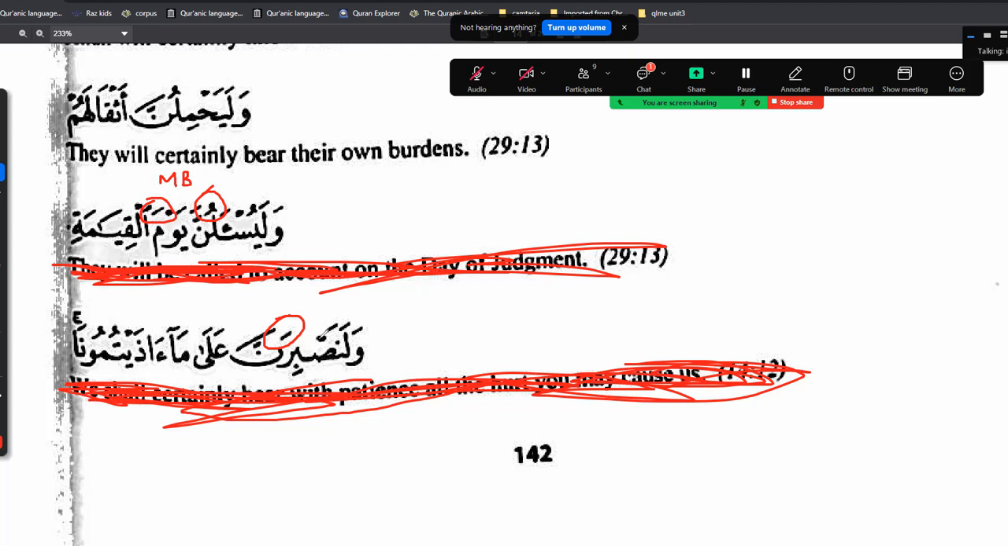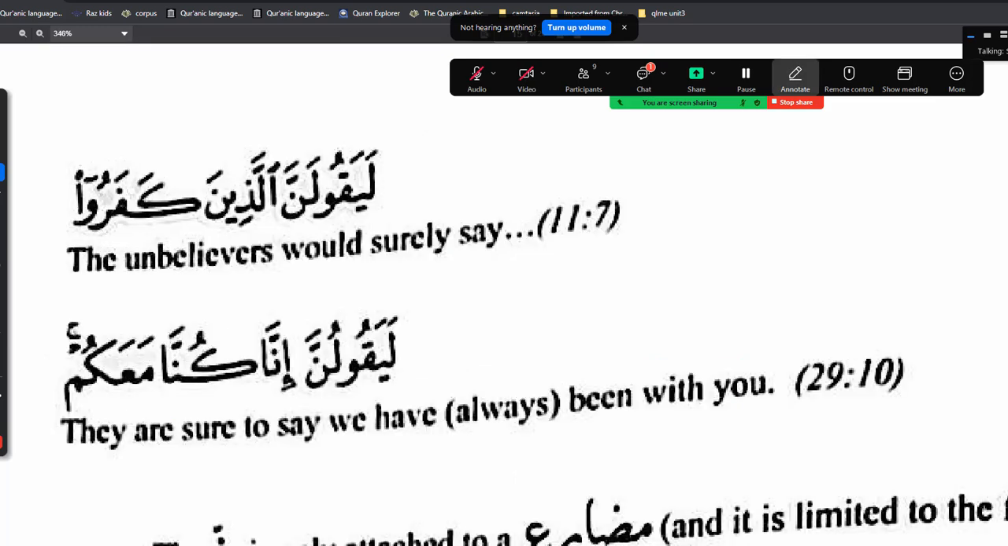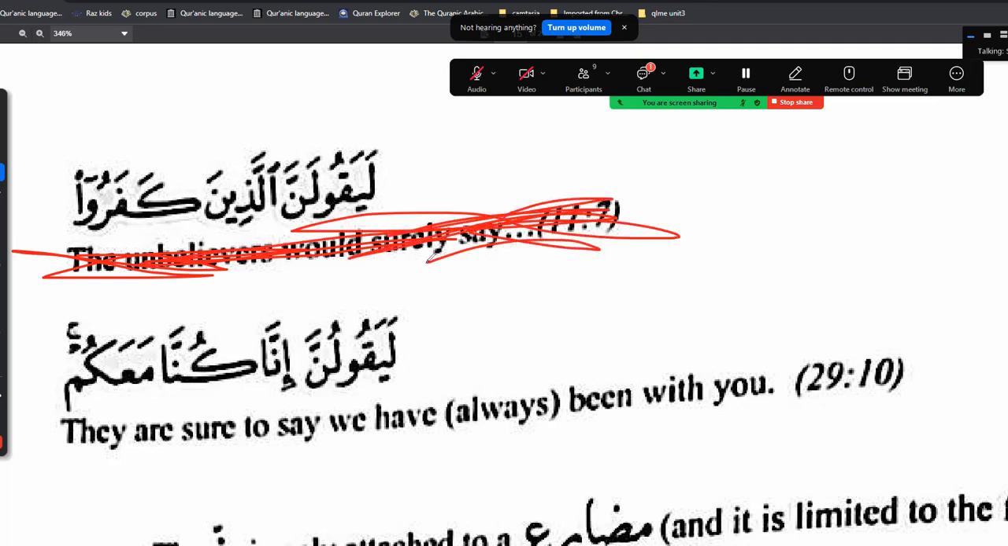So surely, certainly, we will. MashaAllah. We will be patient. Very good. We shall surely, certainly, absolutely bear with patience. عَلَى مَا آذَيْتُمُونَ. All the hurt you may have caused us. So, لَيَقُولَنَّ الَّذِينَ كَفَرُوا. Okay, now try to translate this and tell me singular, dual, or anything.